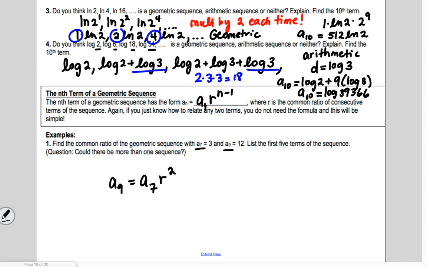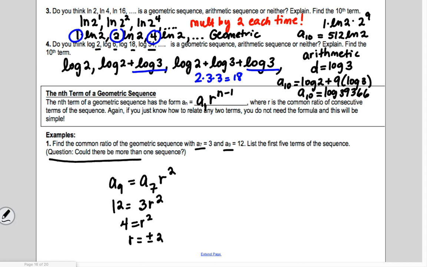2 times, right? To go from 7 to 9, so 2 times. So I have 12 is equal to 3r squared. Divide by 3, I get 4 is equal to r squared. So r is equal to actually plus or minus 2. So that's where this question comes into play.